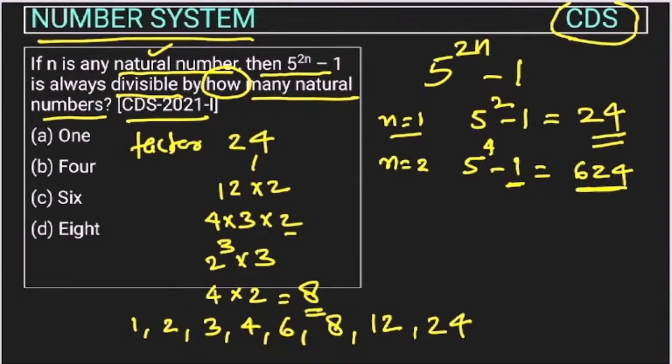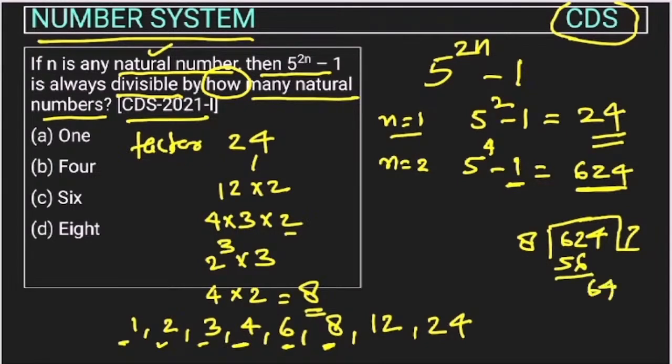So this 624 will be divisible by 1. It is divisible by 2 also. It is divisible by 3 also. Right? This is divisible by 4 also. 6 will also divide it. Right? So is this divisible by 8 or not? 624 divisible by 8. Right? 8 sevens are 56, 64. This is also divisible by 8.